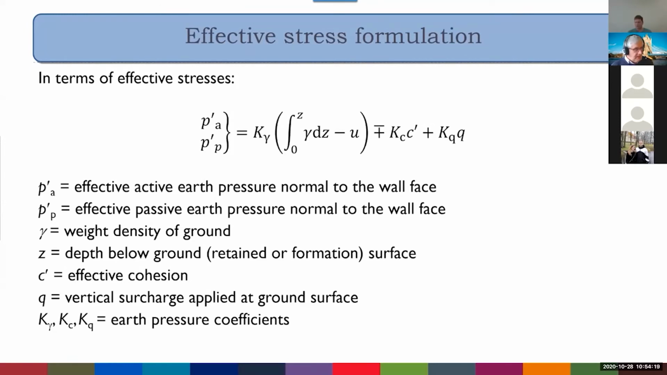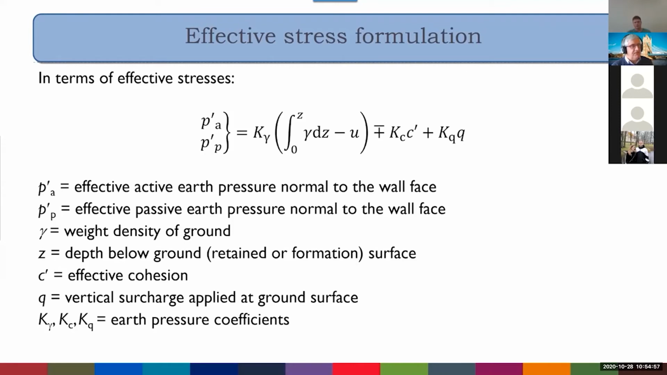So in the new Eurocode, you're going to see this formula, which is how you calculate the active and passive earth pressure. You have three earth pressure coefficients, Kγ, Kc, and Kq. For Kγ, you have an active version, Kaγ, and a passive version, Kpγ. And that is the earth pressure coefficient that you multiply the vertical stress in the ground, which is the weight density of the ground accumulated down to the depth, less the pore pressure.